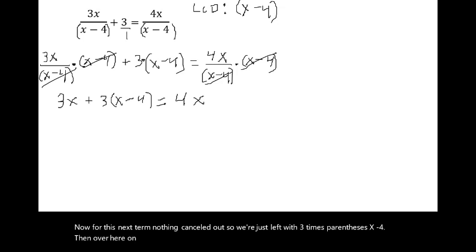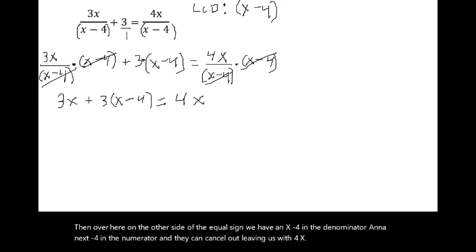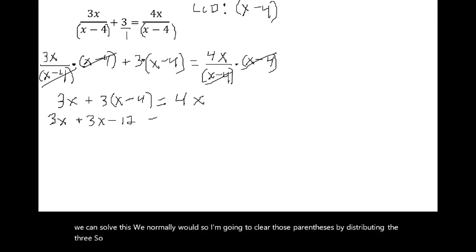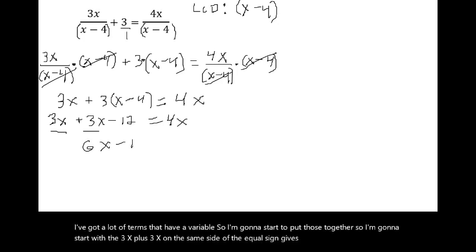As complicated as this looks, there are no more fractions, so now that all the fractions are gone, we can solve this like we normally would. So I'm going to clear those parentheses by distributing the 3, so I get 3x minus 12. I've got a lot of terms that have a variable, so I'm going to start to put those together. I'm going to start with the 3x plus 3x on the same side of the equal sign, which gives us 6x, minus 12 equals 4x.